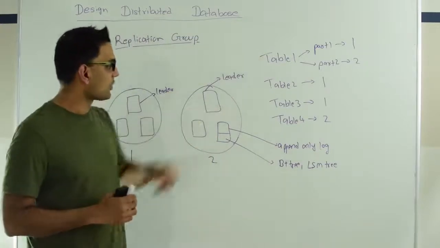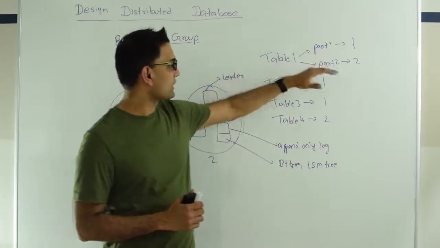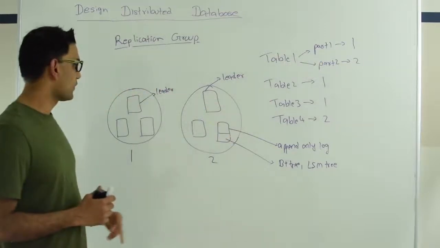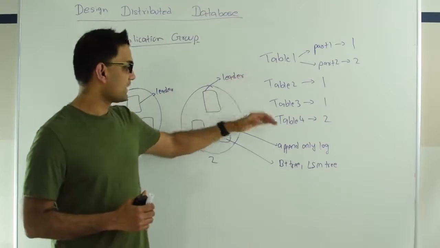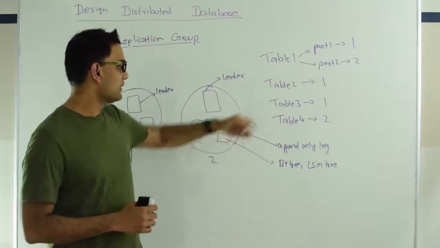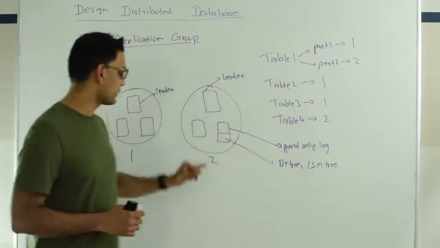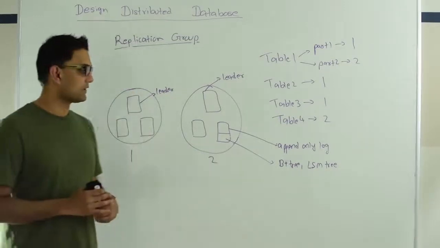So let's take this small example where we have 4 tables. Table 1 has 2 parts, part 1 and part 2, because it's a really big table, and part 1 is stored in replication group 1 and part 2 is stored in replication group 2. Then tables 2, 3 and 4 are small enough that they can be stored in a single replication group. So table 2 and 3 are stored in replication group 1 and table 4 is stored in replication group 2. So this is my introduction to replication group.